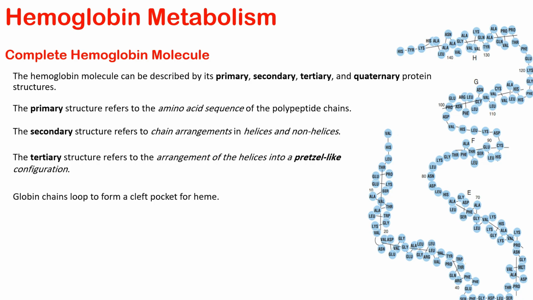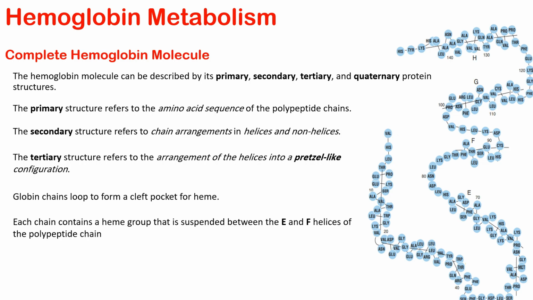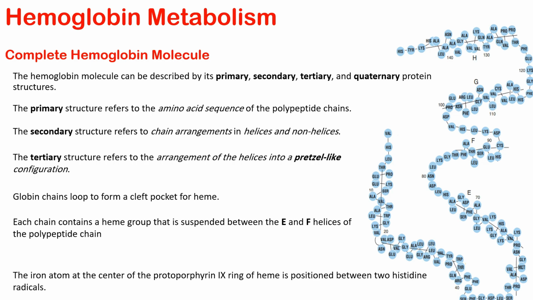Globin chains loop to form a cleft pocket for heme. Each chain contains a heme group that is suspended between the E and F helices of the polypeptide chain. The iron atom at the center of the protoporphyrin IX ring of heme is positioned between two histidine radicals.